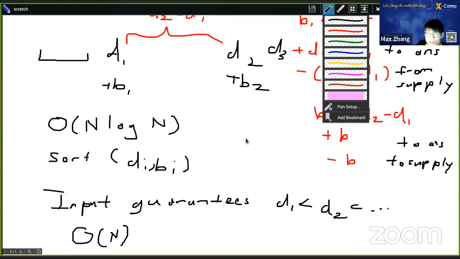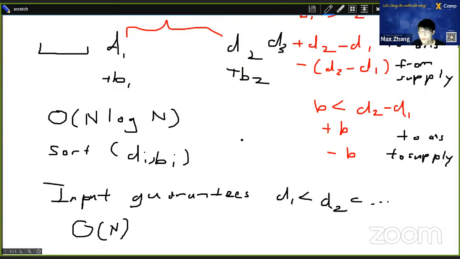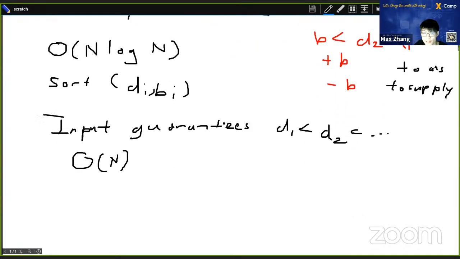So does anyone have any questions on the first problem? Yeah, perfect. Let's move on to the second problem then.